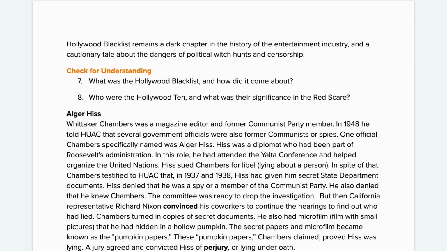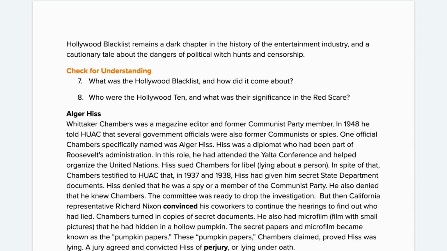Hiss sued Chambers for libel, lying about a person. In spite of that, Chambers testified to the HUAC that in 1937 and in 1938, Hiss had given him secret State Department documents. Hiss denied that he was a spy or a member of the Communist Party. He also denied that he knew Chambers. The committee was ready to drop the investigation, but then Californian Representative Richard Nixon convinced his co-workers to continue the hearings to find out who had lied.